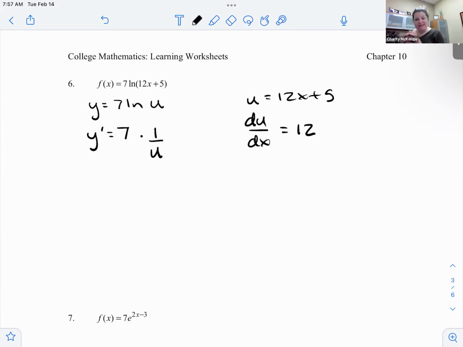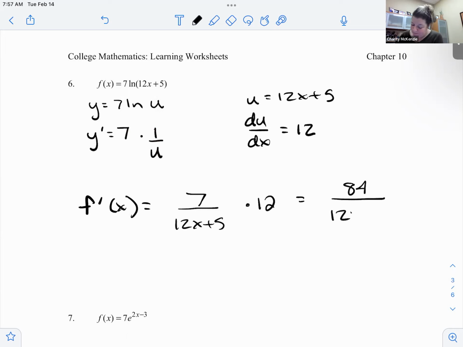So let's put this together. We are now going to put this together and write our final derivative of f of x. Is going to be, so think of this as 7 times 1 or 7 over u. That might be a little easier. So it's going to be 7 over what's u? U is 12x plus 5. And then we're going to times it by 12. Okay. Well, think of that as 12 over 1. So we can times it by 7 and get 84. And that's our final derivative.